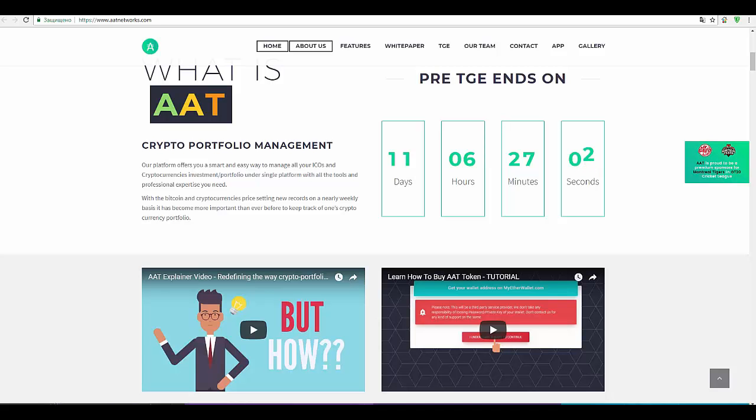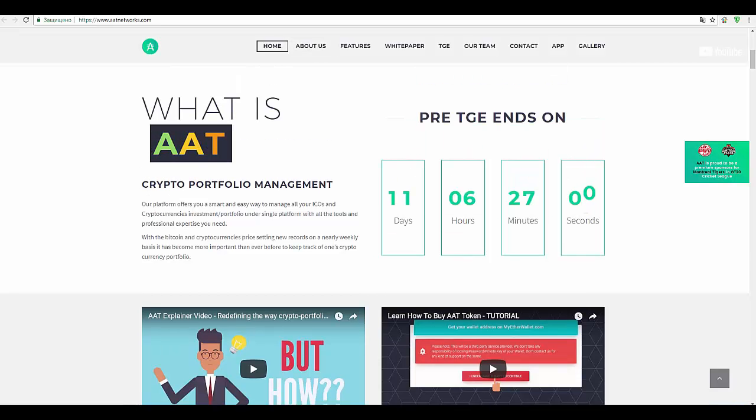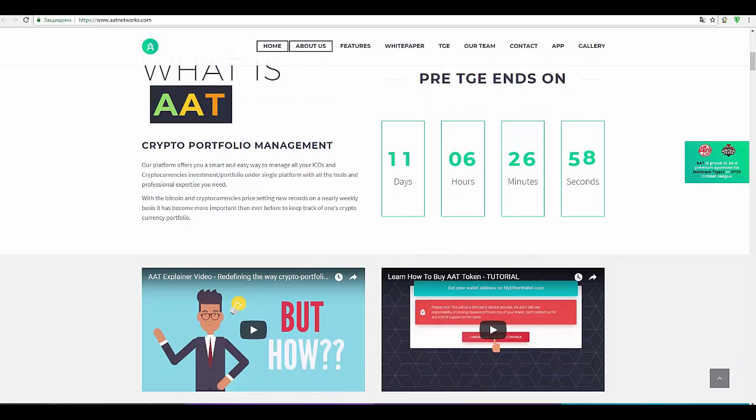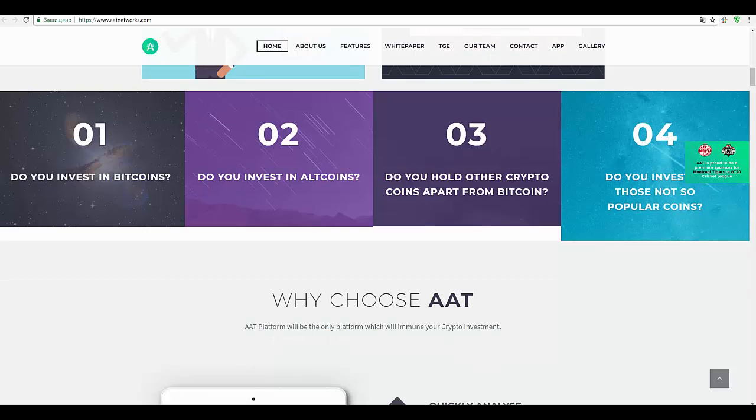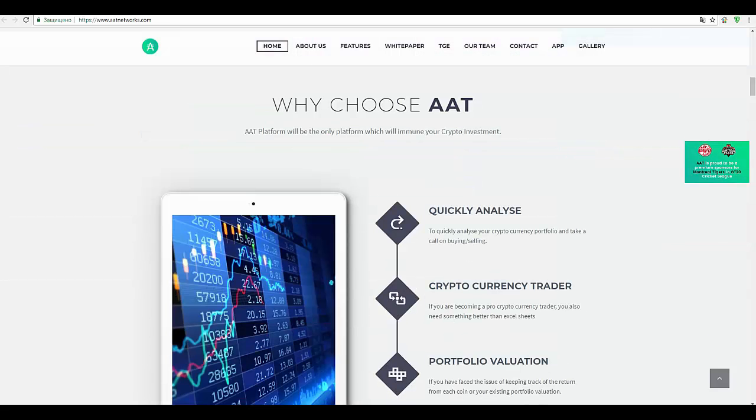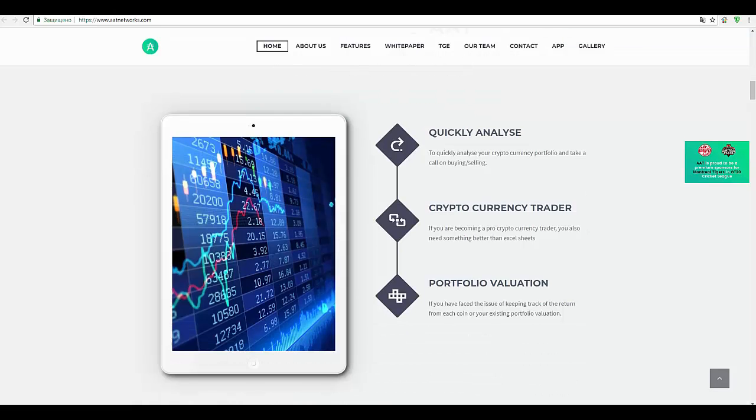With the Bitcoin and cryptocurrencies price setting new records on a nearly weekly basis, it has become more important than ever before to keep track of one's cryptocurrency portfolio. Why choose AAT? AAT platform will be the only platform which will immune your crypto investment.